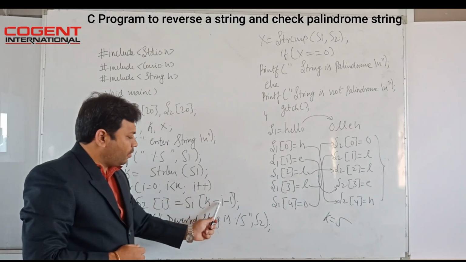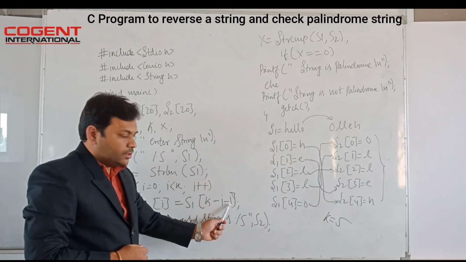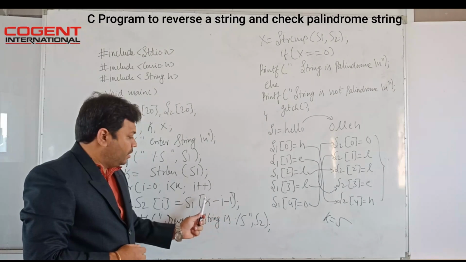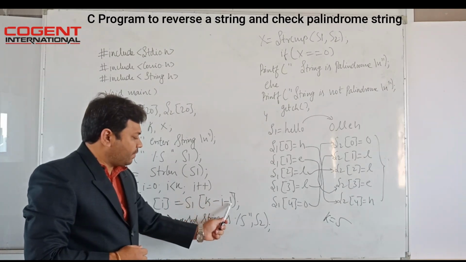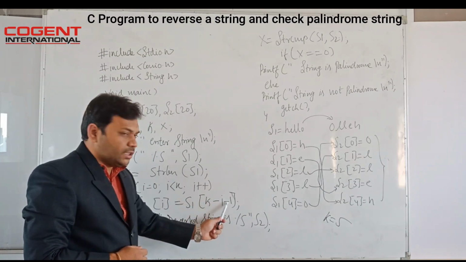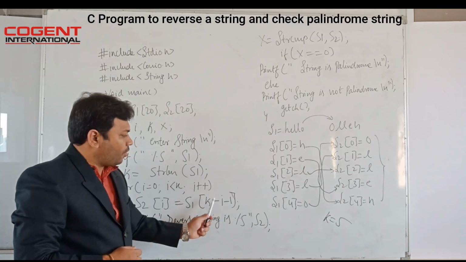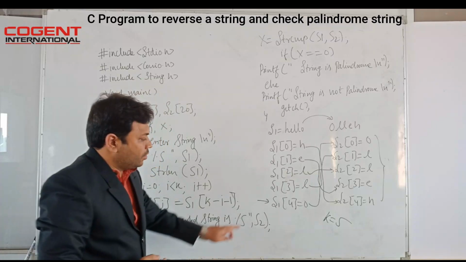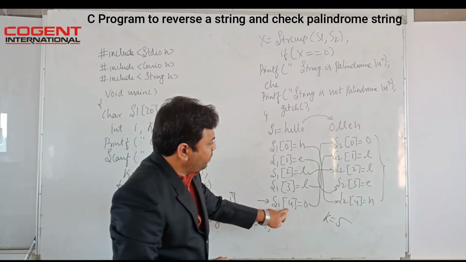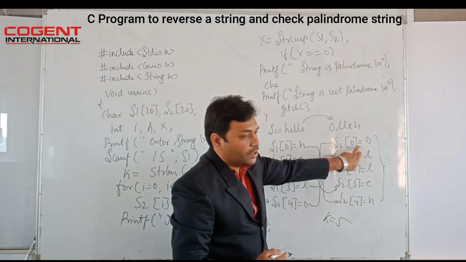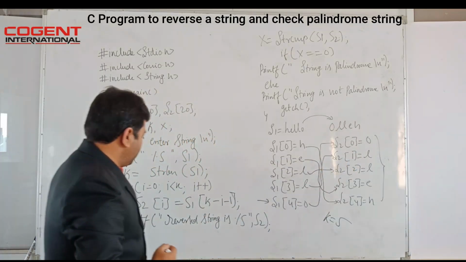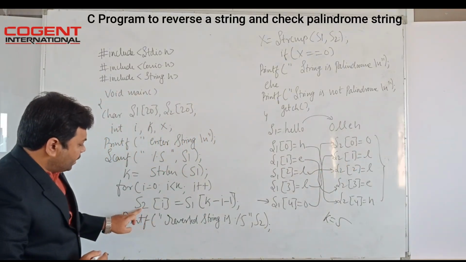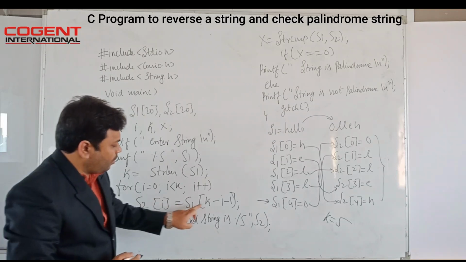5 minus 0 minus 1, right? So that is what? 4 here. 5 minus 1, that is 4. S1 of 4, so I'll get this location here. So this S1 of 4 has to be copied into the S2 of 0 here, in this logic. So S2 of 0 is equal to S1 of 4 here.